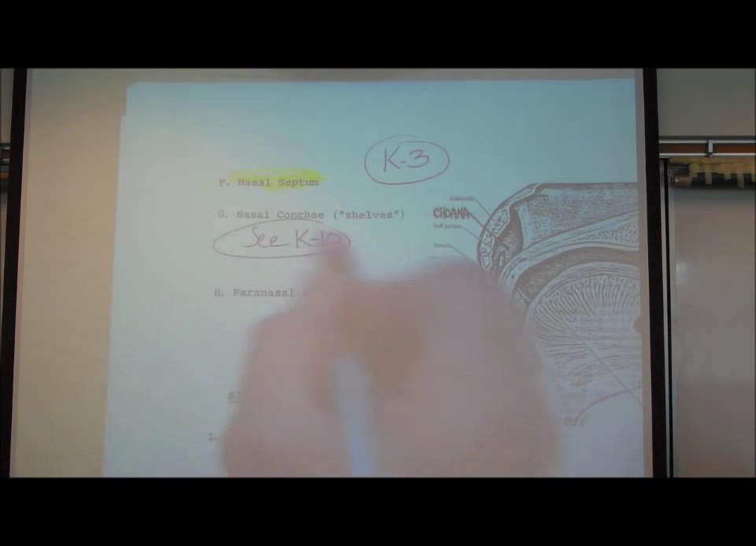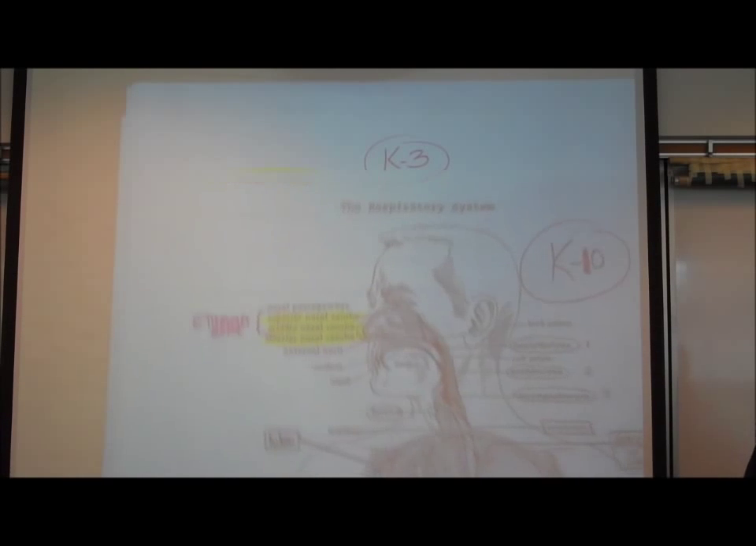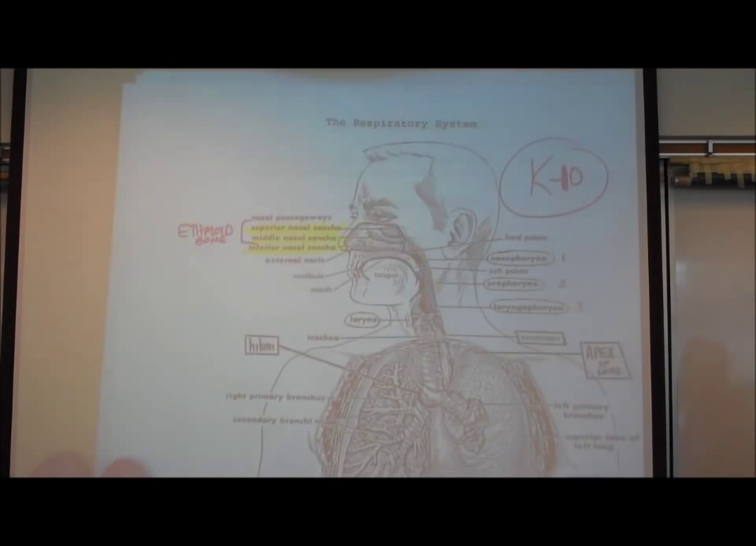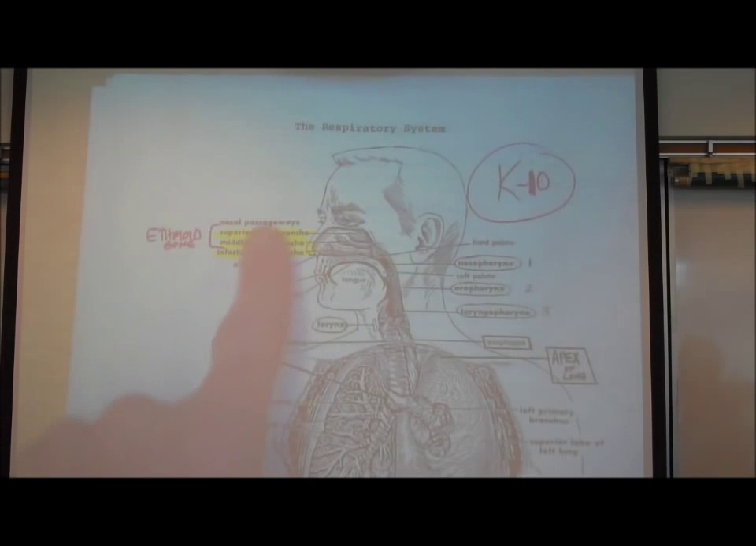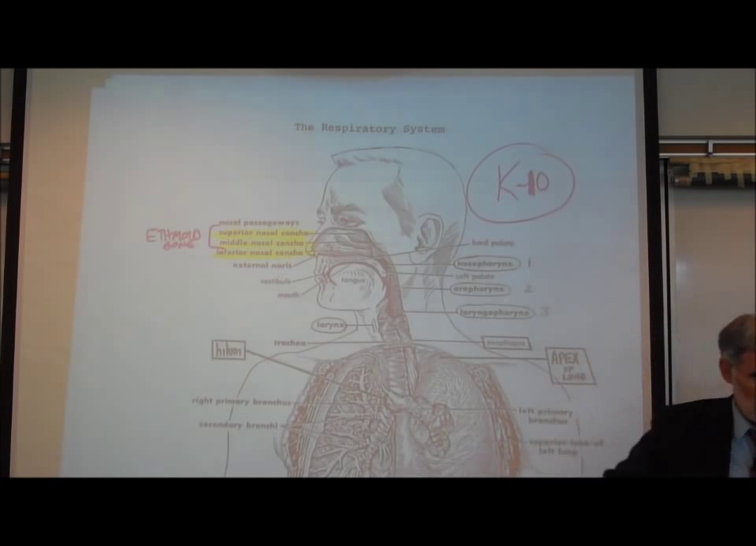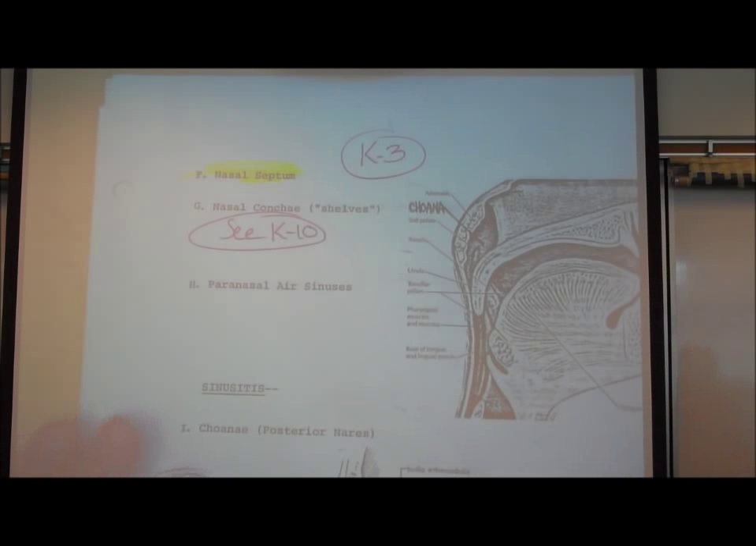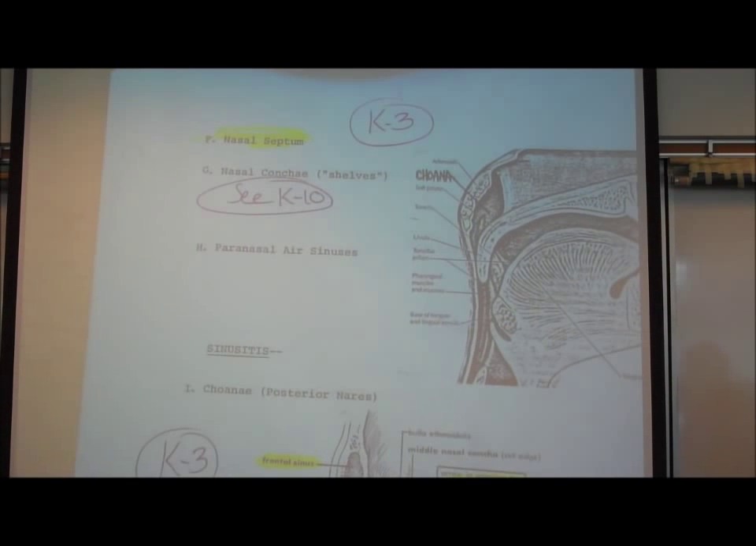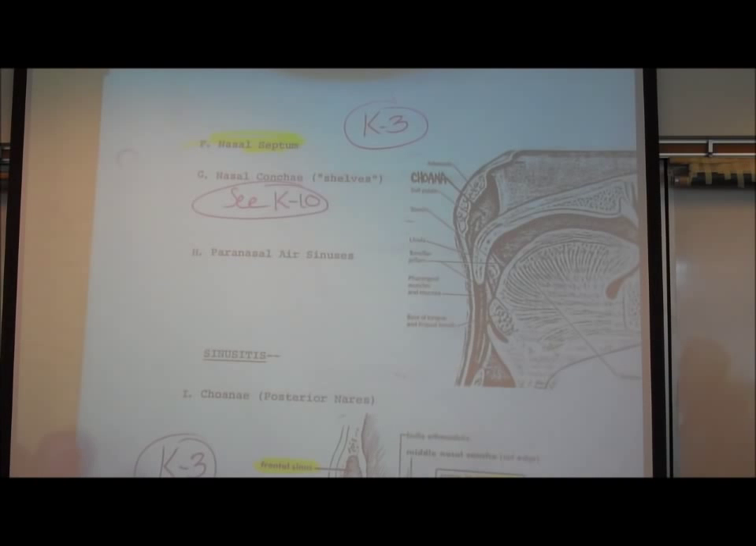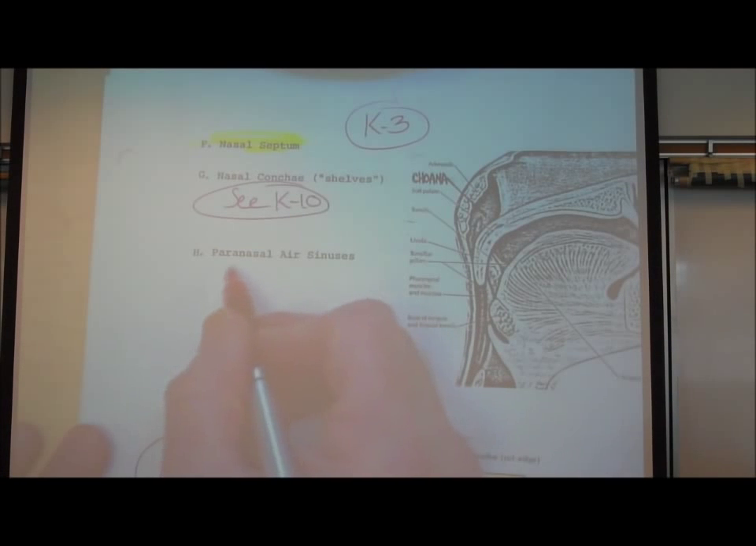There are many pictures we've seen before, but on K10, this is page K10. Those are the superior, middle, and inferior nasoconchae, those ridges. The word conchae actually means shelf, but these are like shelves or ridges. Okay, back where we were on K3, the paranasal air sinuses. Ever talked about those before? Originally we talked about the paranasal sinuses on pages E3 and E4.